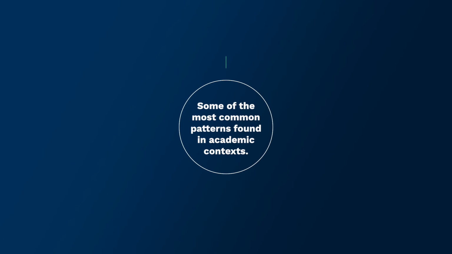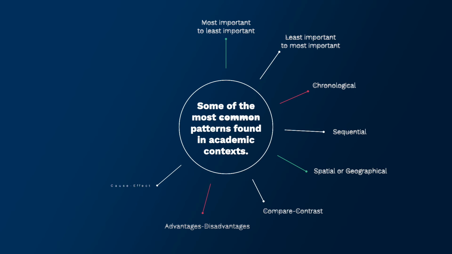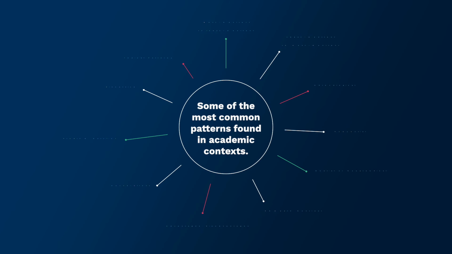For example, some of the most common patterns found in academic contexts are most important to least important, least important to most important, chronological, sequential, spatial or geographical, compare contrast, advantages disadvantages, cause effect, problem solution, discursive or discussion, and topical patterns.